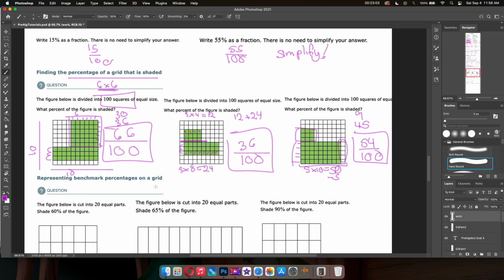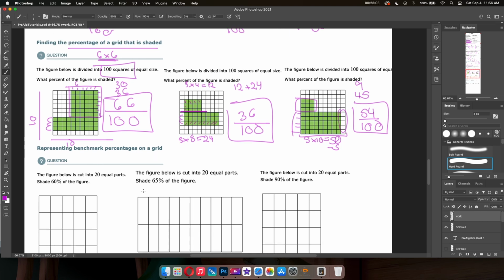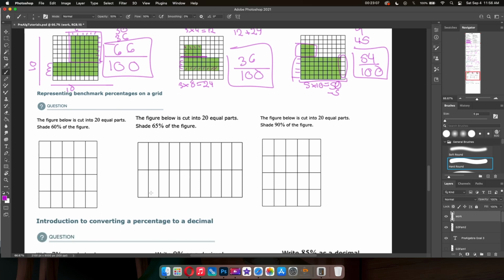The counter to that is instead of having a region that's already shaded, they are going to expect you to shade a grid.